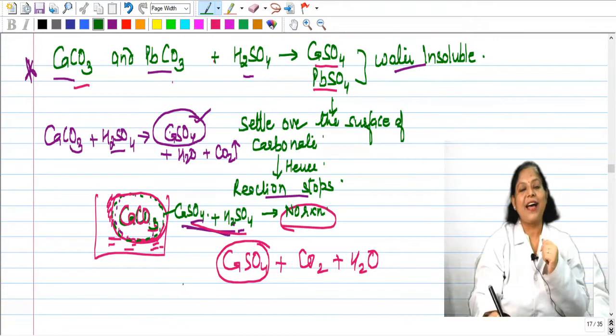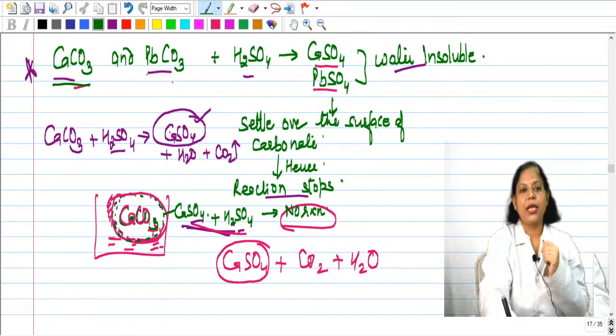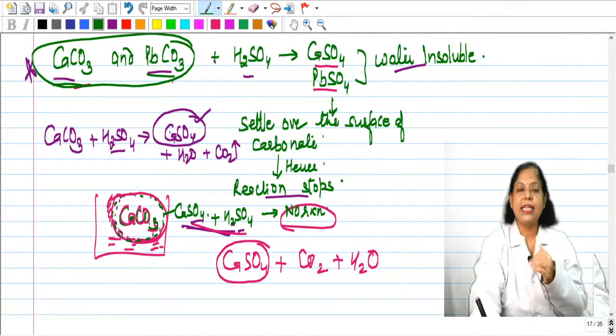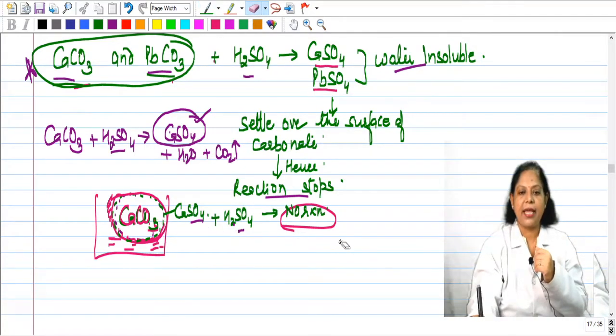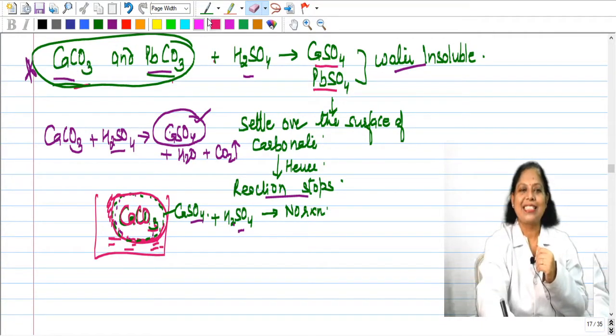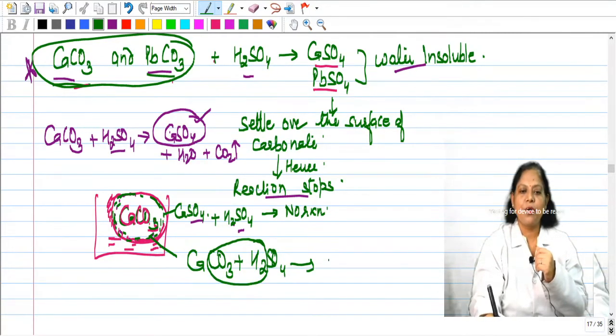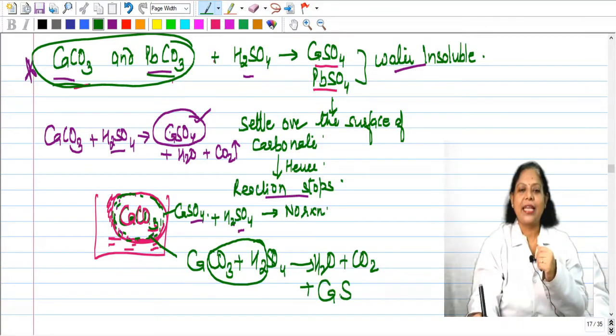Okay, now you will find if we take calcium carbonate or lead carbonate, then after some time the reaction stops. Now the reason is why the reaction stops. So what is actually happening, children? I'll explain. See what happens when you take calcium carbonate or lead carbonate. So say this is the calcium carbonate, right? And when this calcium carbonate combines with sulfuric acid, it forms what? H2CO3. It forms water plus carbon dioxide, and you get calcium sulfate.